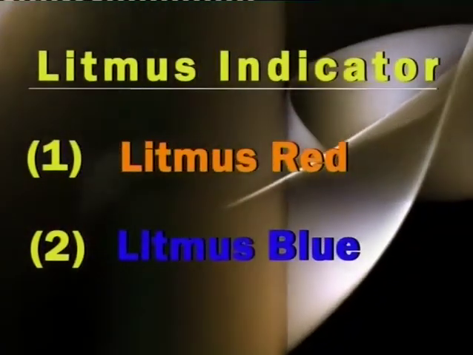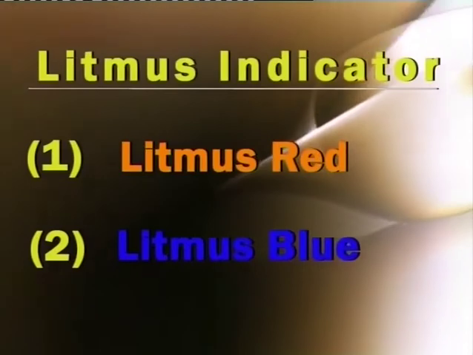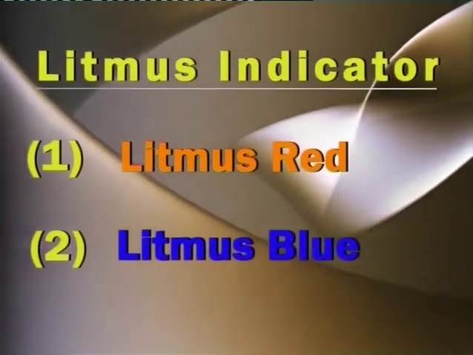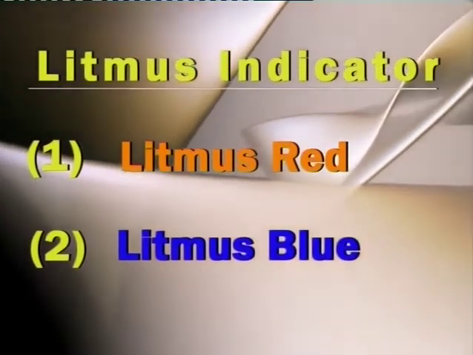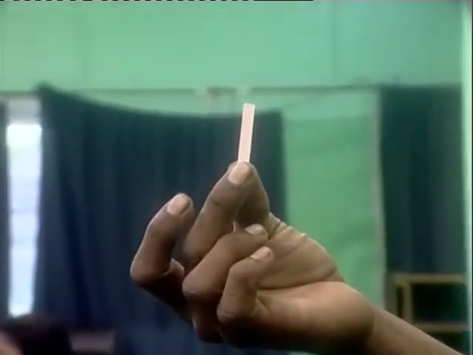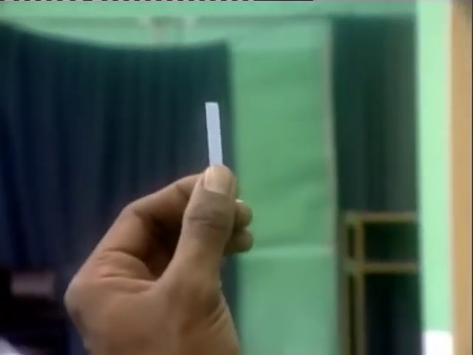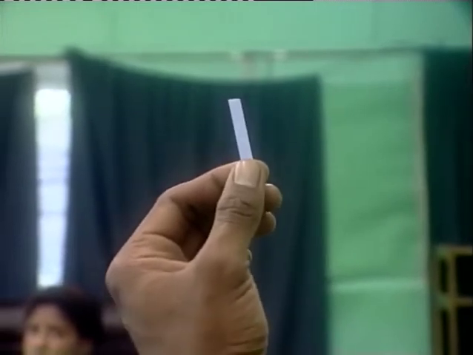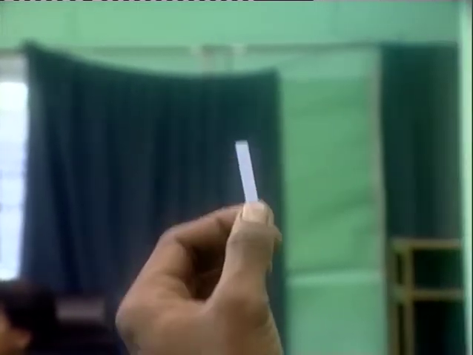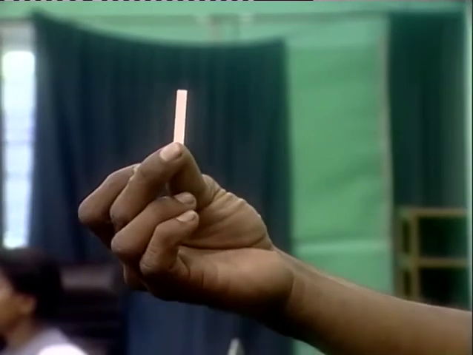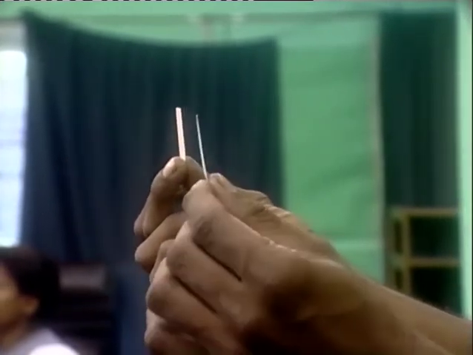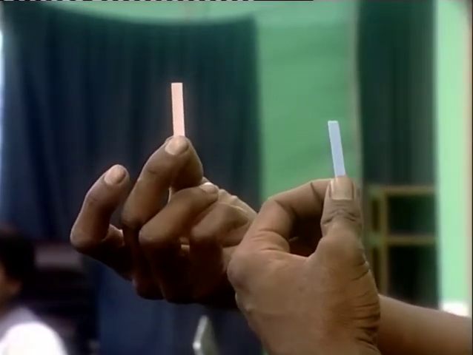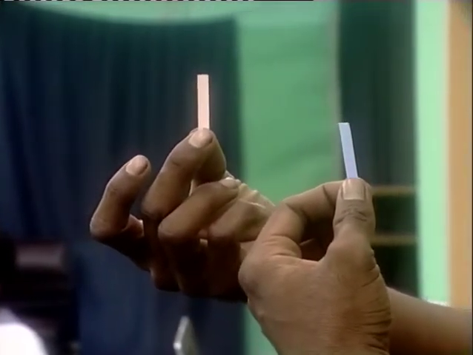We have the litmus red, which is kind of pale red. That is one. And we also have the litmus blue. Blue, but kind of pale blue or purple. But it is called the litmus blue and the litmus red. So we'll be using these two papers to test our substance. All right.